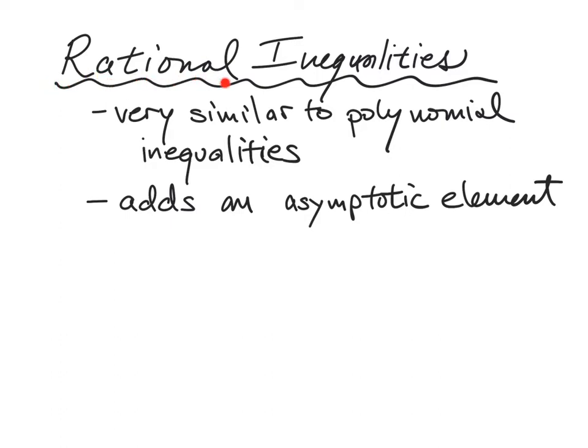This video is for college algebra and we will be covering rational inequalities. You'll notice that these are very similar to polynomial inequalities in one way, that we have to find the zeros, but this will add an asymptotic element, which means we also have to find asymptotes. But we will not be going through the entire graphing process for rational functions. Instead, I will show you how to use a sign chart.